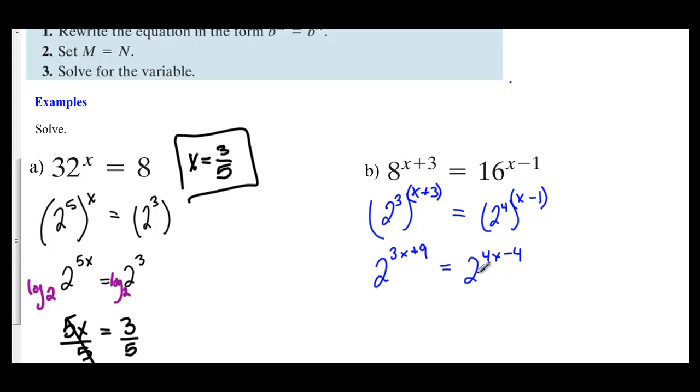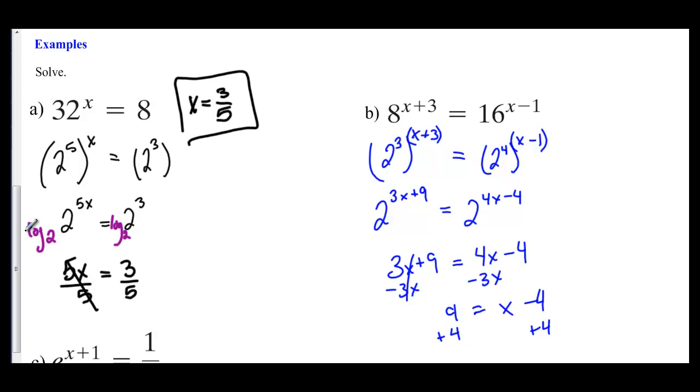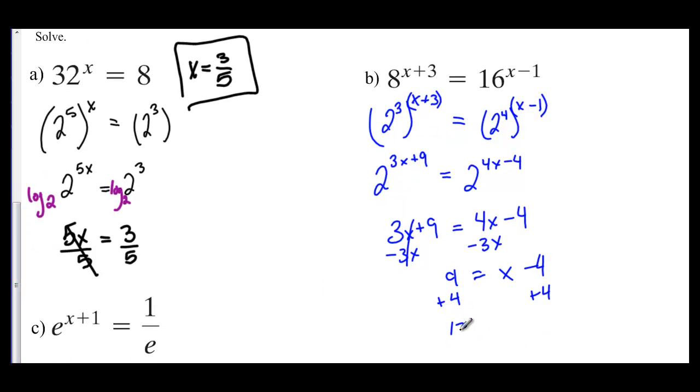And again, once we have the same base, we're going to drop those bases. We're going to be left with 3x plus 9 equals 4x minus 4. If we pull our x's over to the right, we subtract 3x from both sides. So we've got 9 equals x minus 4, and then just add 4 to both sides. And we're going to get that x equals 13.